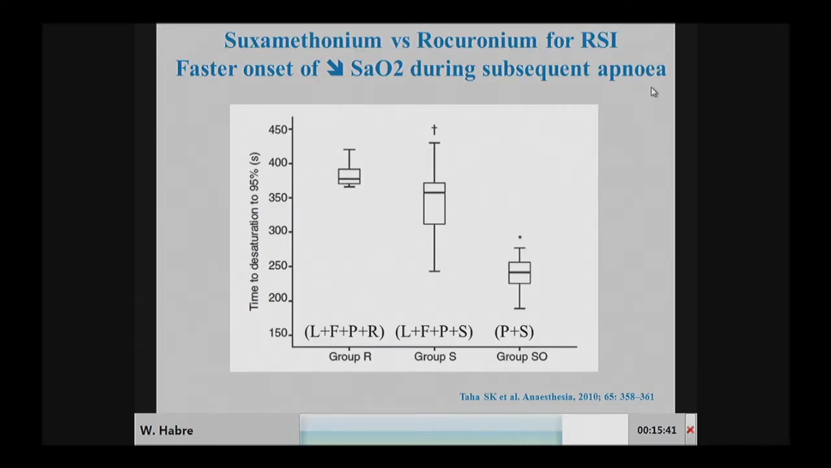The other thing that you need to know, now that we also have monitoring of regional saturation, is that when you compare suxamethonium with rocuronium for rapid sequence induction, it's interesting to know, and surprising, that you have a faster onset of decreased saturation with suxamethonium than when you use rocuronium. Why is that? It's because of the fasciculations and the increase in metabolism and oxygen consumption.